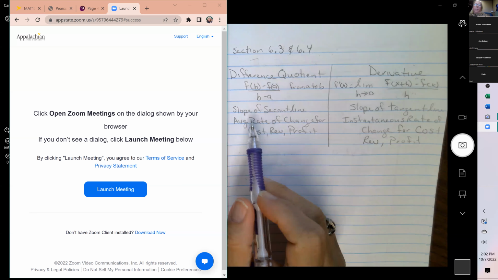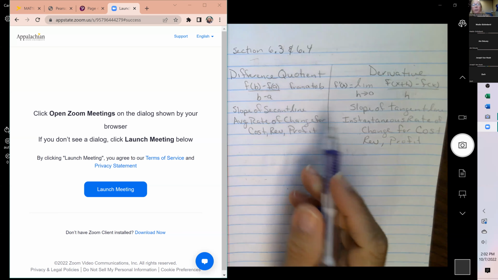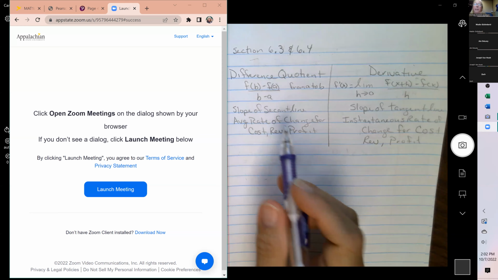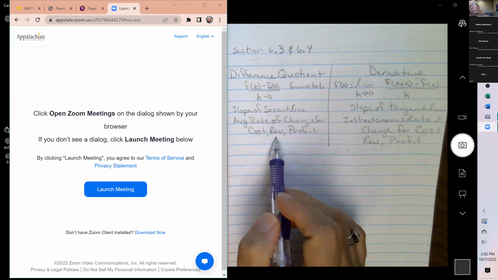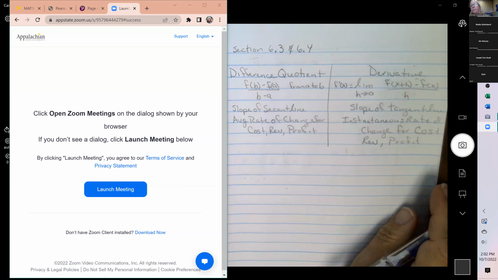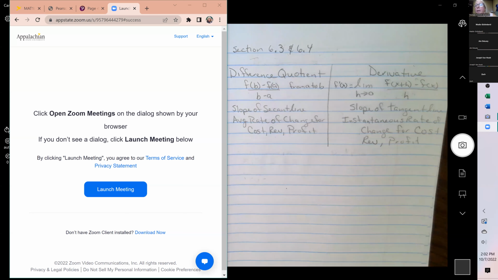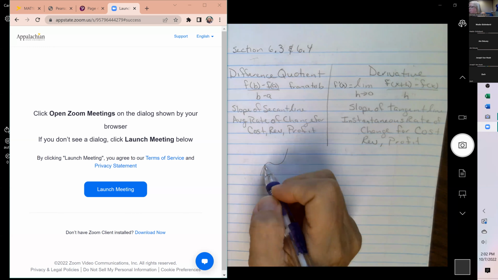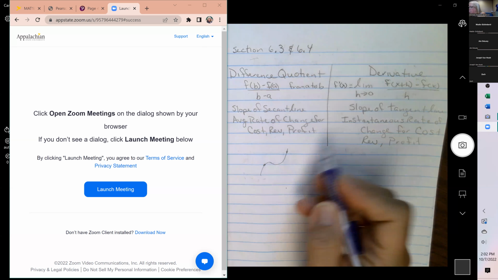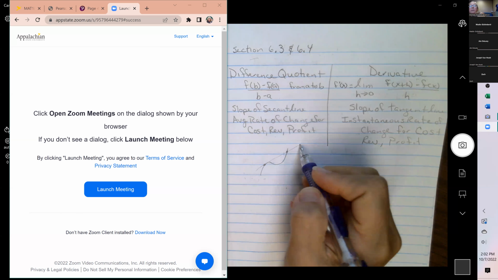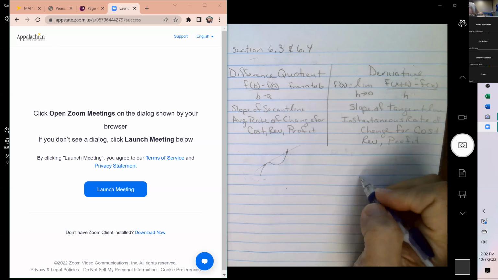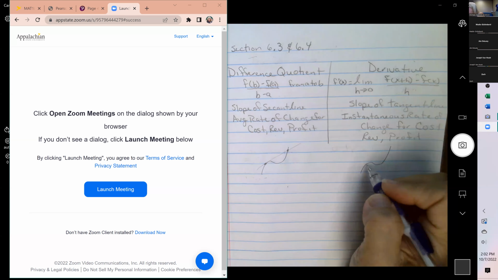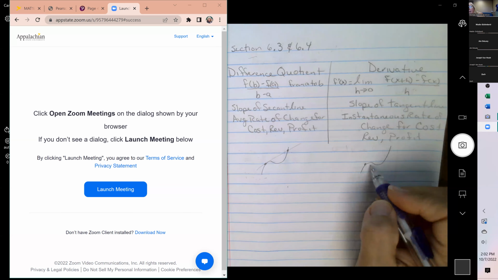The main words you'll want to watch for are average rate of change between 2 points, and it could be average rate of change of the cost function, revenue, or profit. The derivative tells you how much it's changing at 1 point. So if we had a graph for the difference quotient, maybe we wanted to find out what's happening from here to here. It will tell us the slope. For the derivative, you use 1 point and it tells you how it's changing at that point.